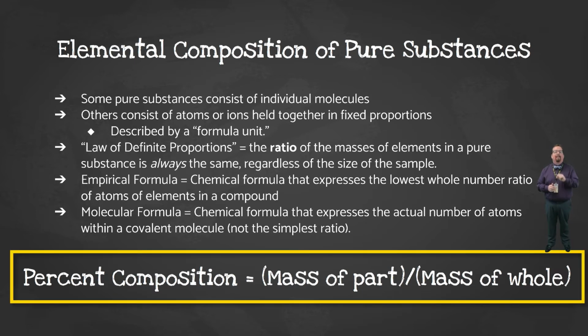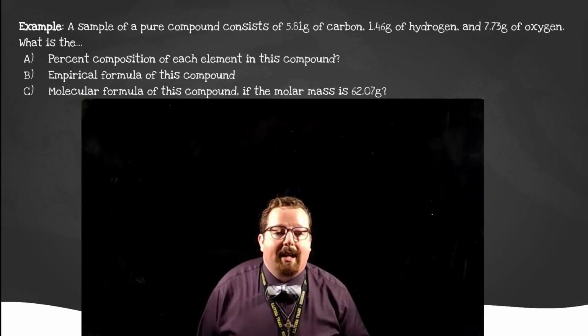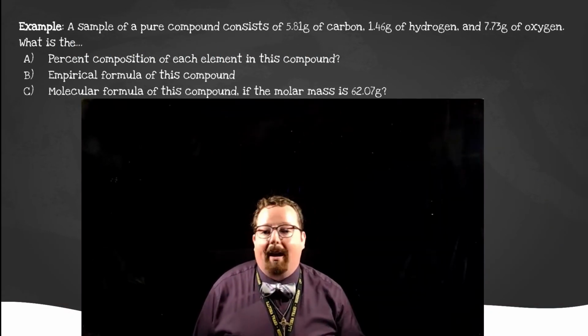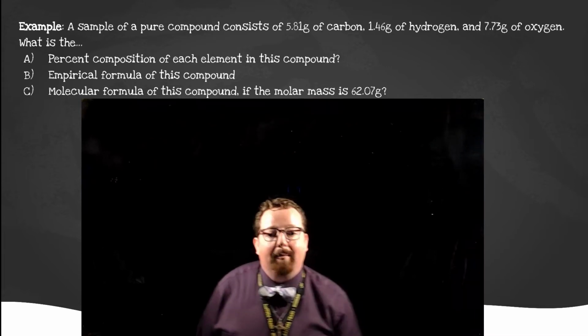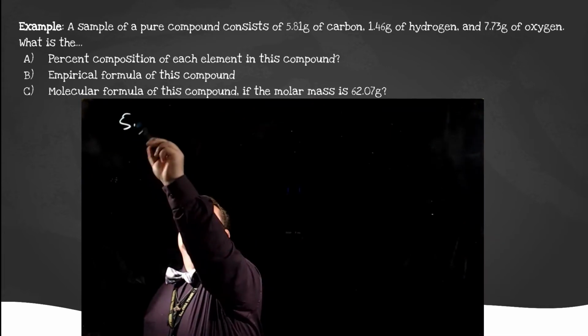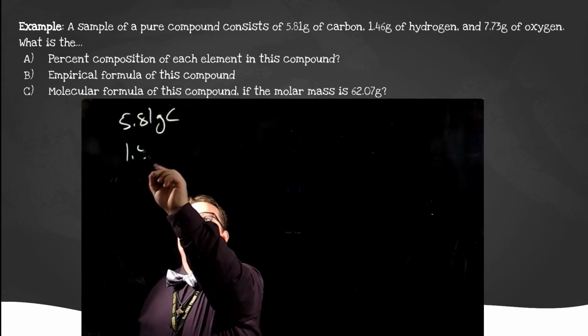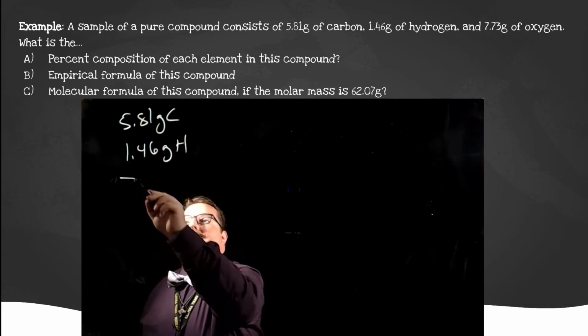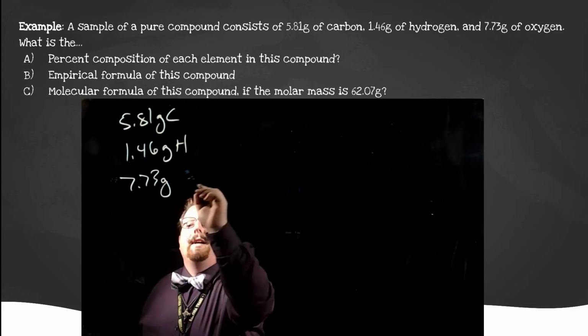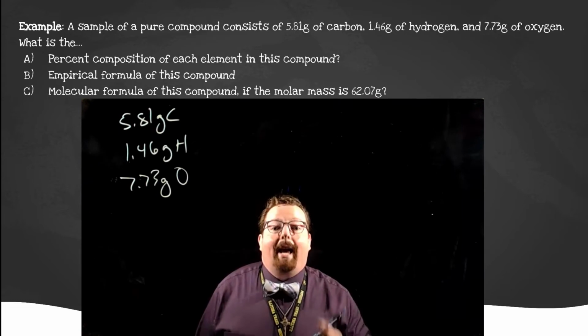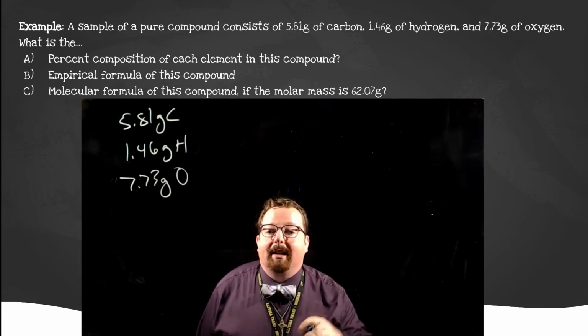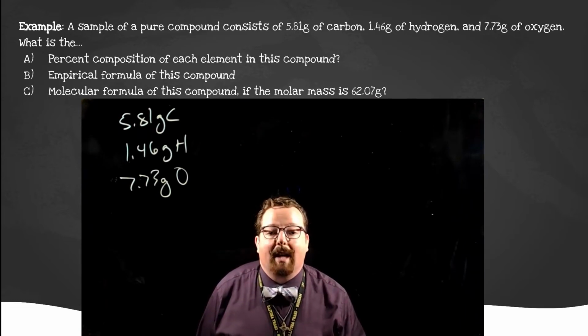The percent composition of anything can be described as the mass of one part divided by the total mass of the whole substance. Let's do an example of this. This question tells us that a sample of pure compound consists of 5.81 grams of carbon, 1.46 grams of hydrogen, and 7.73 grams of oxygen. It asks you to first find the percent composition of each element in this compound.